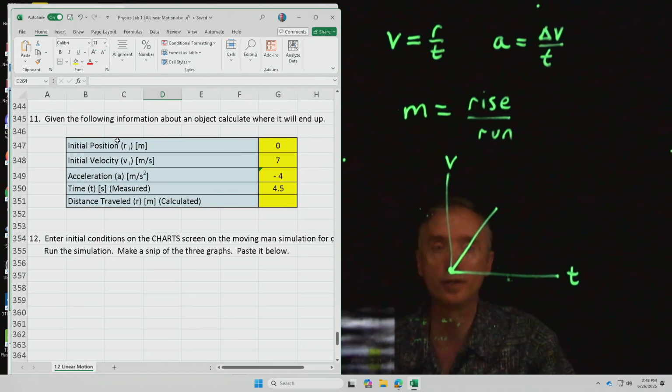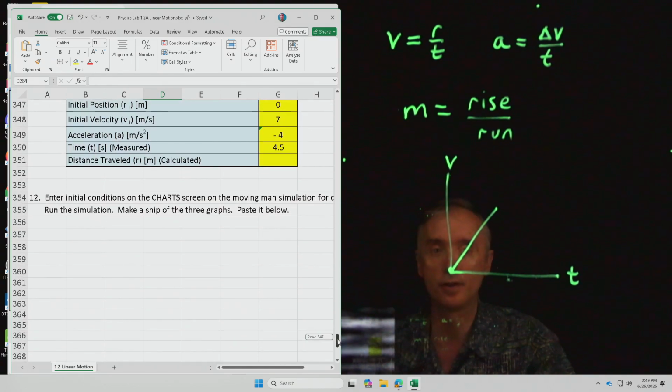And then number 11 here. Okay, given the following information about an object, calculate where it's going to end up. So we're trying to find the distance that it's going to move. So you're going to use one of your 3 equations, the how fast, or the how far, or the hybrid equation, to solve this one. So look at what you're given, and then look at those 3 equations and try to figure out which one has all those letters in it. And then for the hard one.